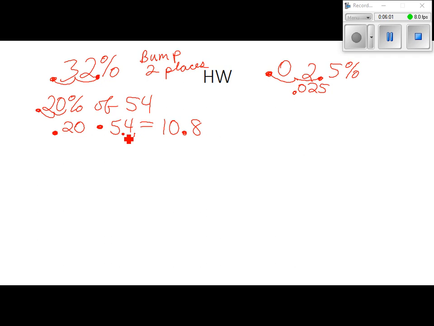So it'd be $5.40. Okay? So if it was 10%, you would get $5.40 off. If it's 20%, you're gonna get double that off, so $10.80. If it was 30% off, we'll get $16.20. And you could do that.